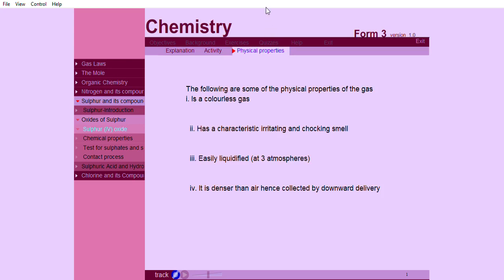The following are some of the physical properties of the gas. It is a colorless gas, has a characteristic irritating and choking smell, and is easily liquefied at 3 atmospheres. It is denser than air, hence collected by downward delivery.